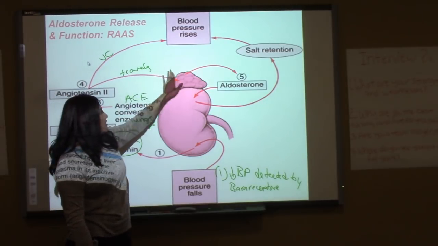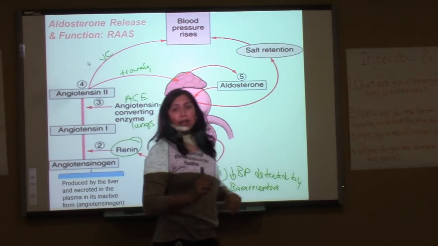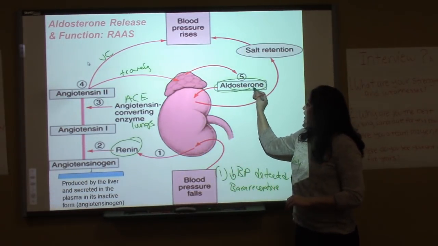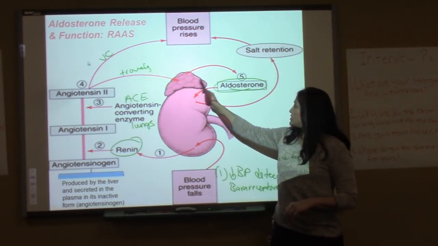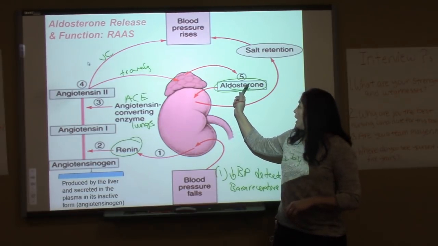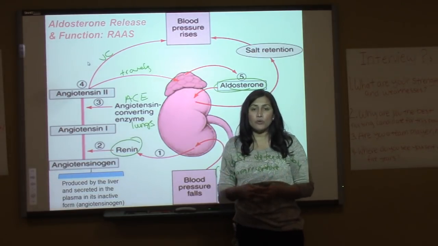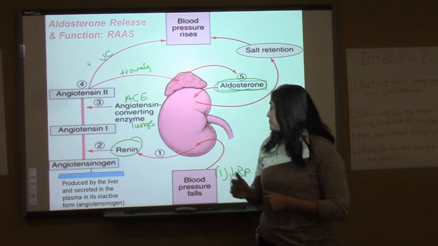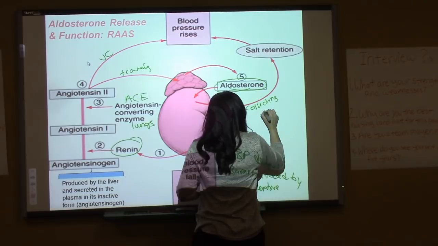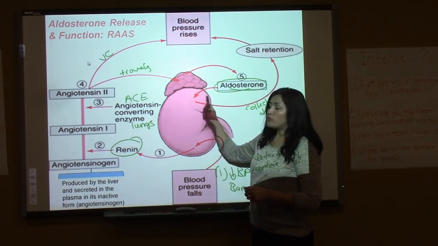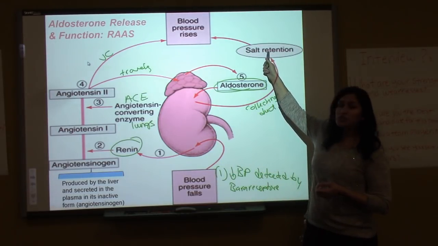So now it finally finds its way to the adrenal cortex. And in the adrenal cortex, it causes aldosterone to be released. So angiotensin 2 travels to the adrenal cortex and causes aldosterone to be released. Aldosterone is a hormone. Now aldosterone travels to the kidneys. Where does it go into the kidneys? It goes to the collecting duct. In the collecting duct, it causes salt retention.